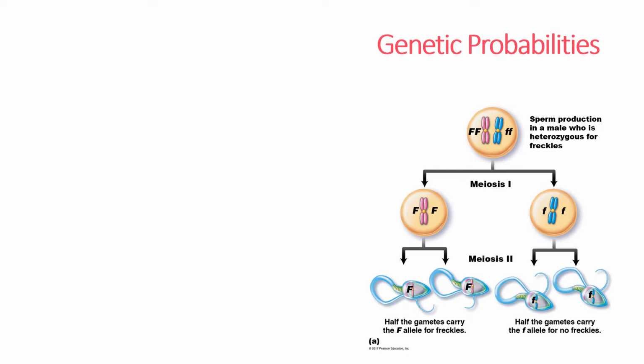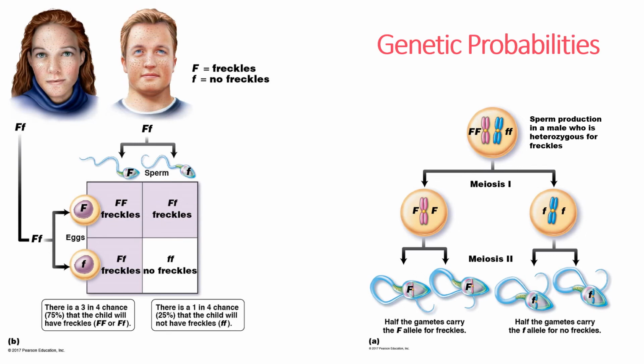When this new dad is producing sperm, the alleles for freckles will distribute differently such that half of his sperm will carry the allele for freckles and the other half of his sperm will carry the allele for not freckles. In this case, dad can produce sperm that carry the freckle allele or the not freckle allele.